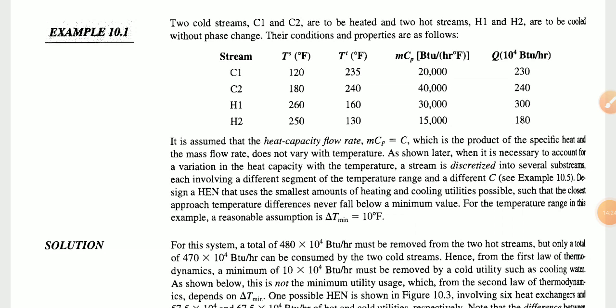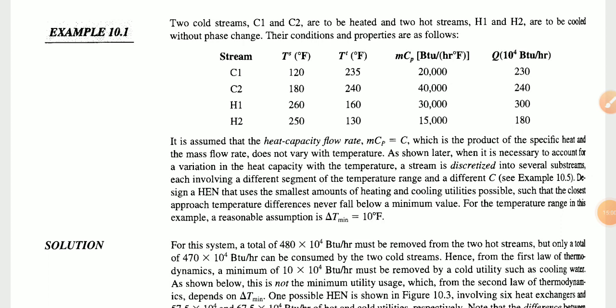Okay, for this we assume only heat capacity flow rate, MCp, equal to capital C, which is the product of the specific heat and the mass flow rate, does not vary with temperature as shown. When it is necessary to account for variations of the heat capacity with temperature, a stream is divided into several segments, each involving a different temperature range and a different C. In example 10.5 also.